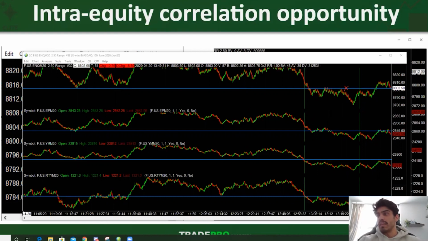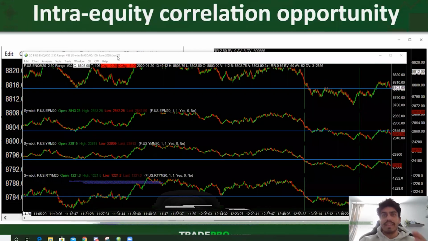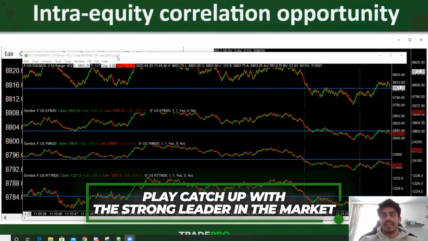So the pop through that level could help us identify, hey, maybe we can get a long on Russell to see if we can ride out the more extended move, or the S&P right here. So this is a great tool that we like to identify the correlation trades to play catch up with the strong leader in the equity market.